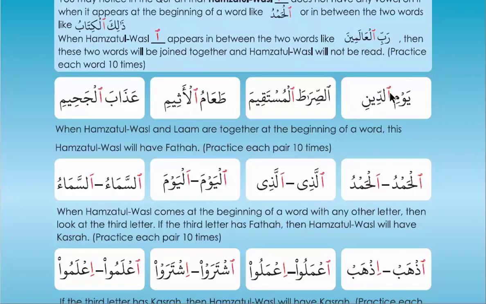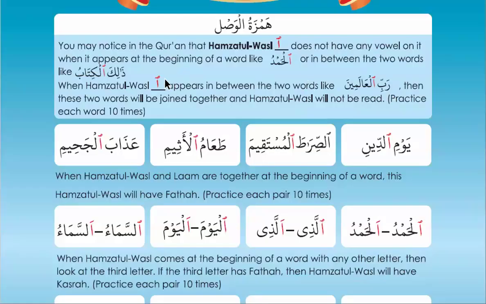The Hamzatul Wasl sits on an alif. The alif is not pronounced. The alif is silent, and that is the case when we are starting from a word before it, like here, yawm id-din. Okay, so the alif is not pronounced. But let's say I'm starting from this Hamzatul Wasl, then I'm going to put a fatha on it: ad-din, al-mustaqim, al-athim, al-jahim. So it's something that will be fun, inshallah, to practice with the kids.